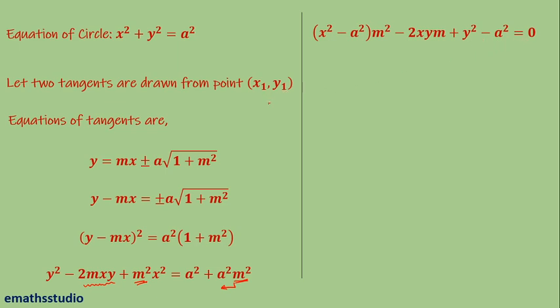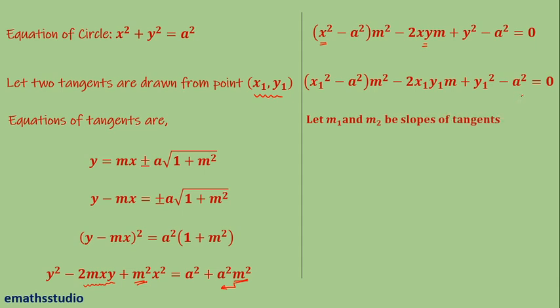As these tangents are drawn from x1 comma y1, one can replace here x by x1 and y by y1. So it becomes x1 square minus a square into m square minus 2x1 y1 into m plus y1 square minus a square is equal to 0. Now if you observe this equation carefully, this is a quadratic equation in terms of m. For a quadratic equation, there are two roots. Here I am assuming those roots as m1 and m2, and those m1 and m2 are slopes of tangents.